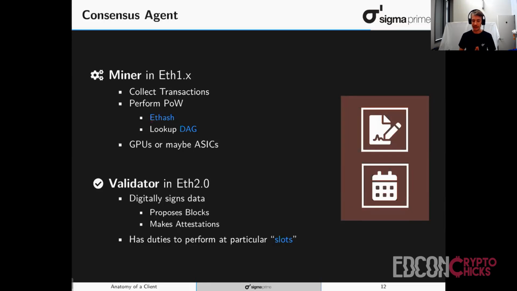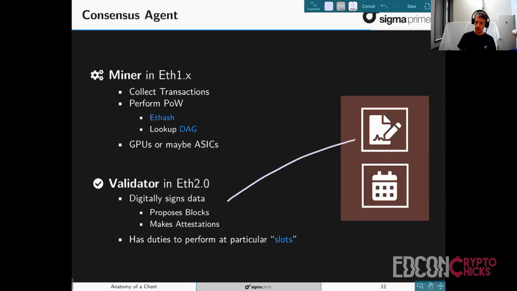It has very clear duties that it must perform at particular times. And so while I've represented digitally signing here as a signature, I've represented its duties as a calendar, because that's kind of what it does. The validator needs to maintain a calendar of which slot I am going to perform which action.